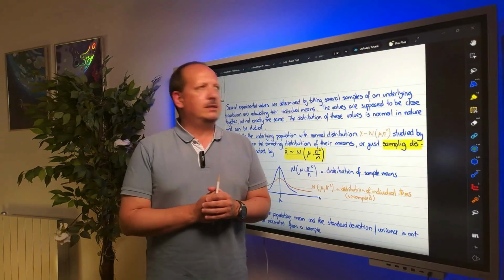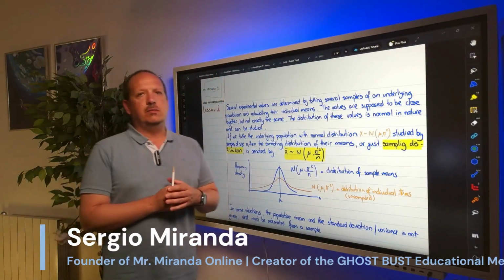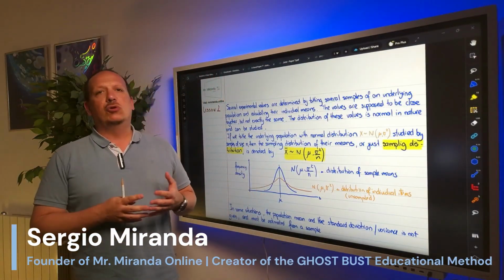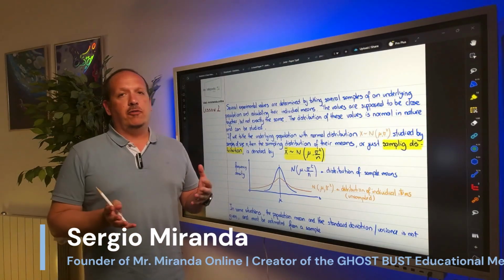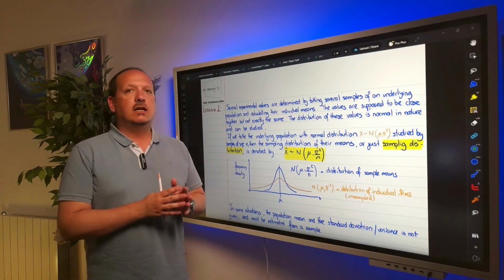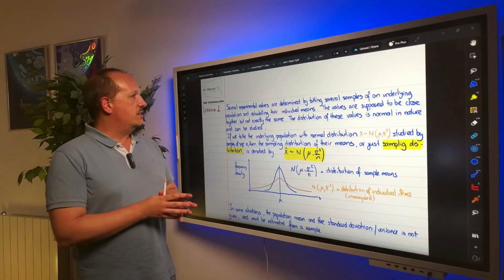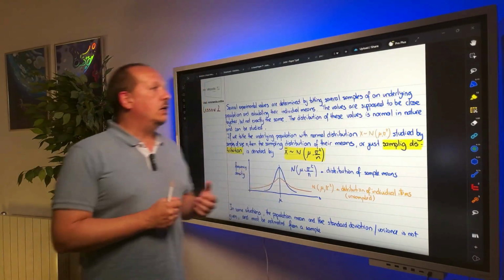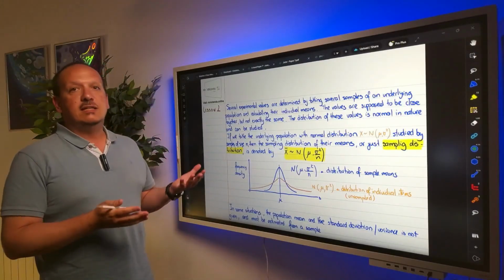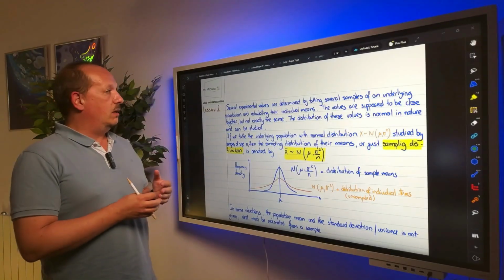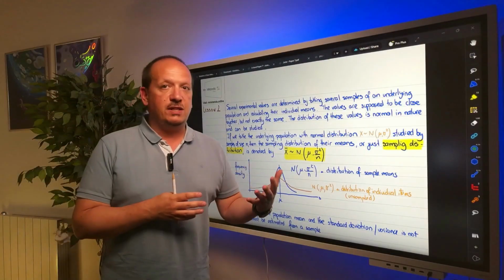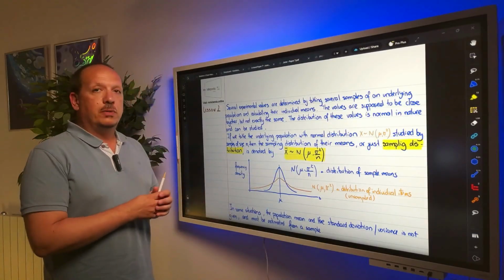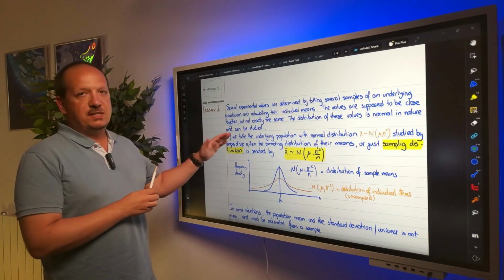Several experimental values are determined by taking several samples of the parent population and calculating their means. The values of these means are supposed to be close together, but not exactly the same. However, the distribution of these values is normal in nature and can be studied.